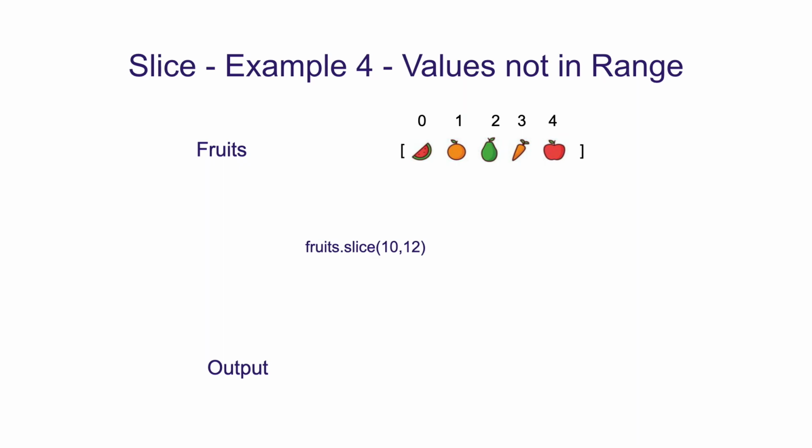In example 4, we are going to use slice with values that are not in range. Here you can see in this example, we have the same array with 5 fruits and we are using slice with the parameters 10 and 12. 10 and 12 are both not in the range of this array. So the output will be an empty array.